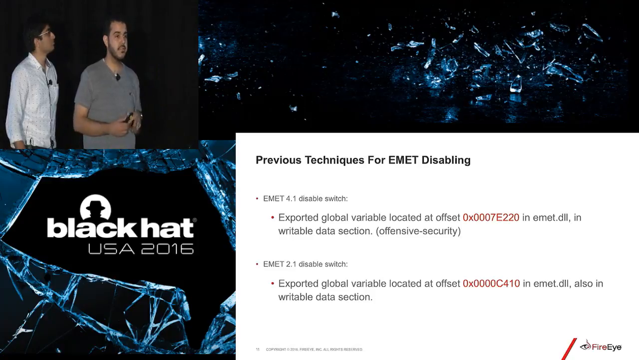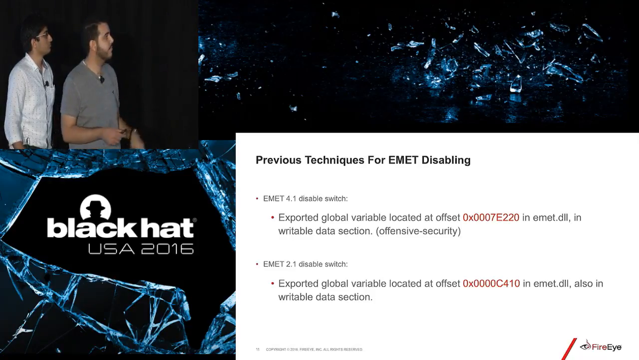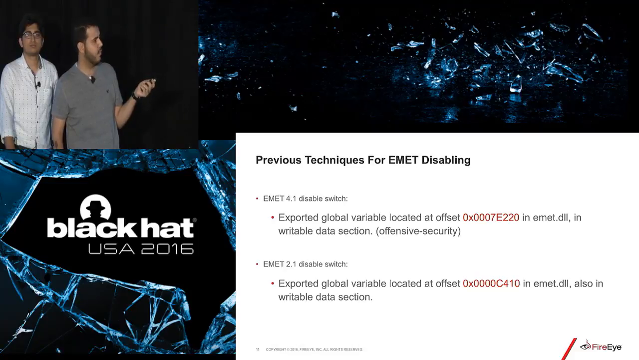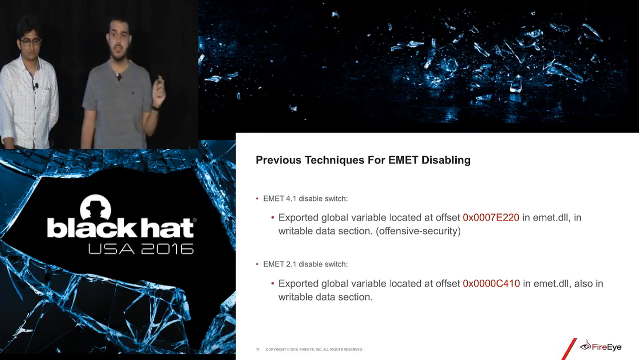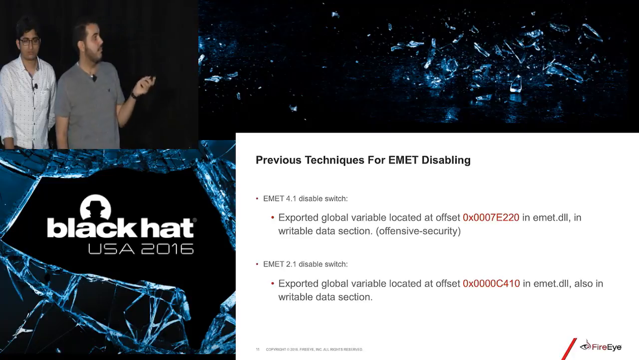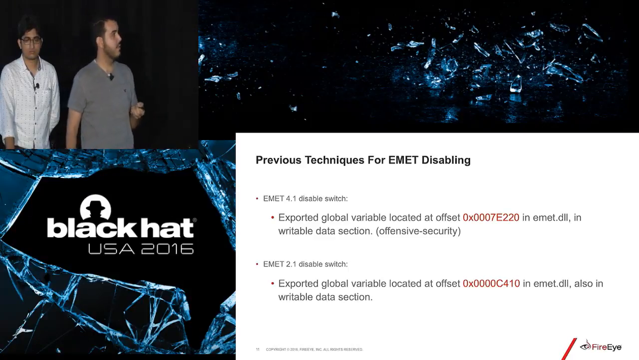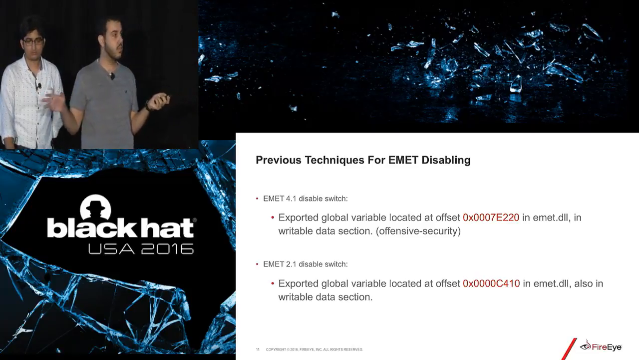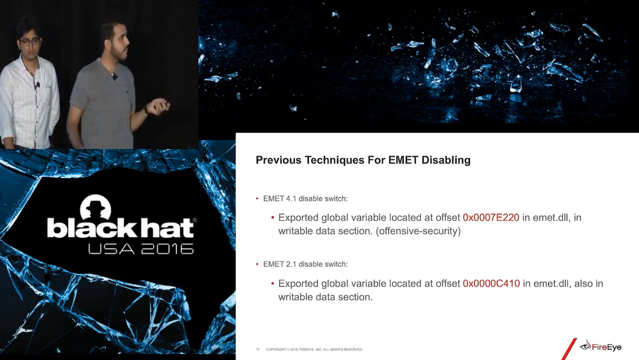So here we will discuss some of the previous techniques to disable EMET, mostly things published by Offensive Security. In EMET 4.1, there was a global variable exported in the writable data section. EMET was using this global variable at a certain offset in the EMET DLL. Every protection in EMET was checking for this variable. If it's 0, then the protection will not be activated. So simply anyone can just zero out this variable and the EMET protections will go unactivated.